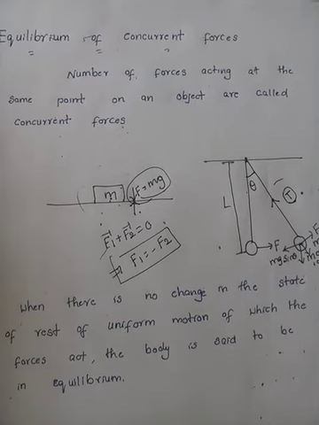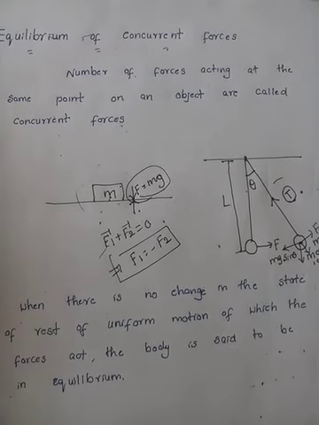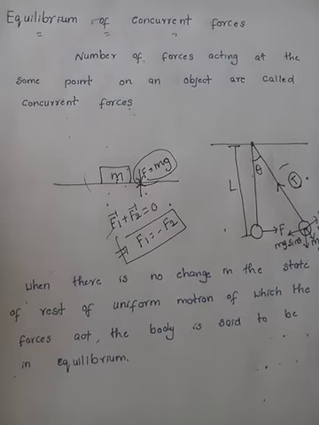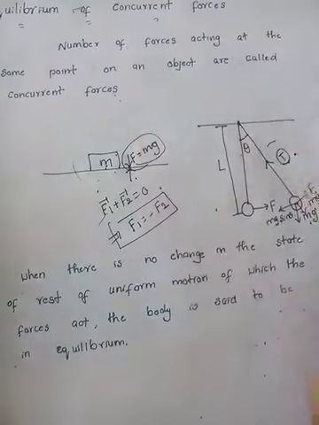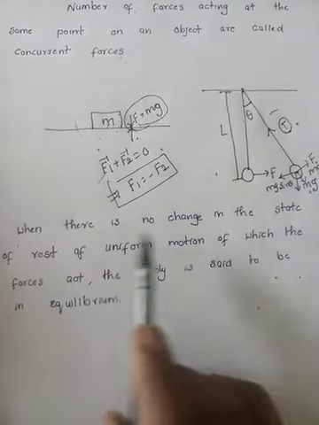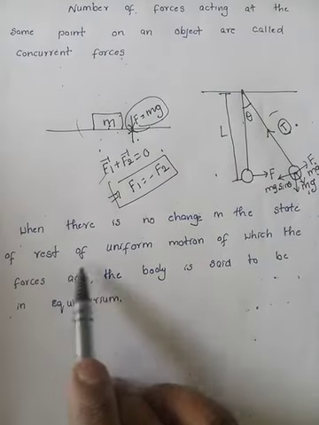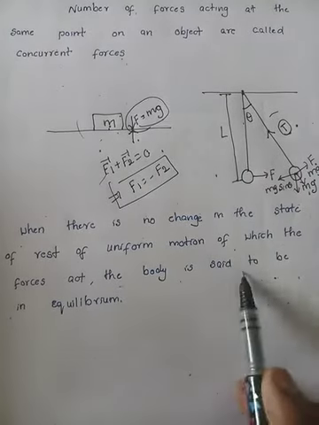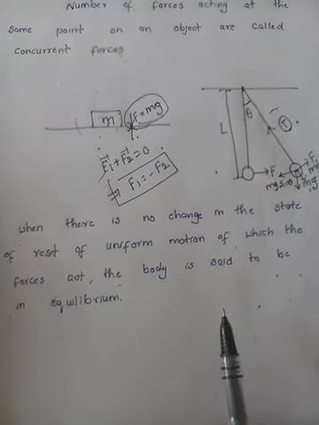If you take an object, there are several forces acting on this body. Those forces are called what? Concurrent forces. Now, what is equilibrium? We said that when there is no change in the state of rest or of uniform motion of the body on which the forces act, the body is said to be in equilibrium.